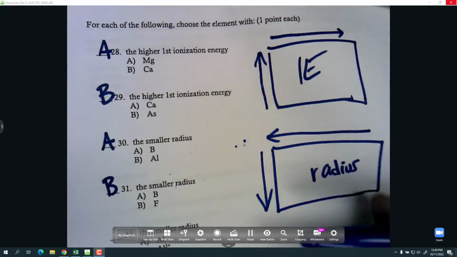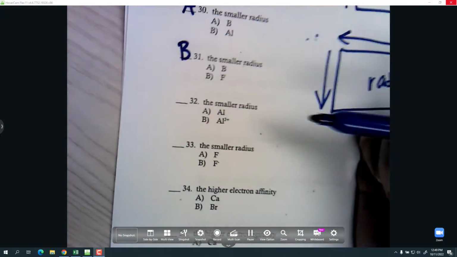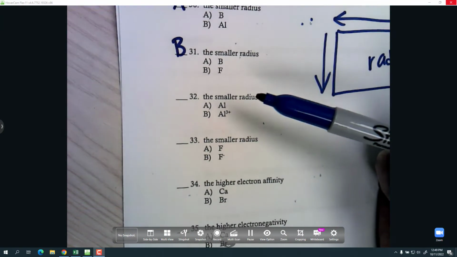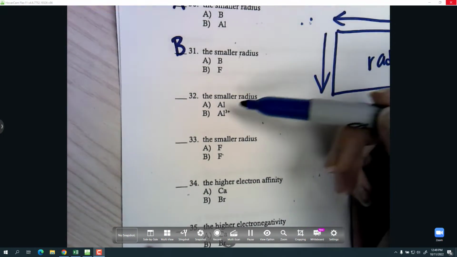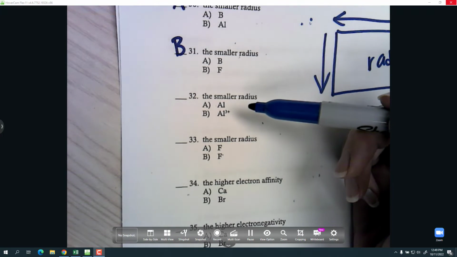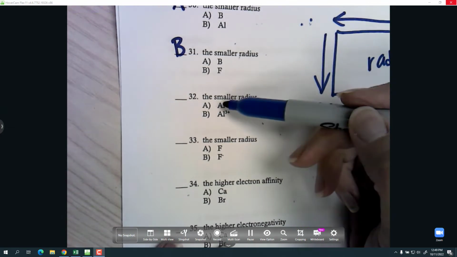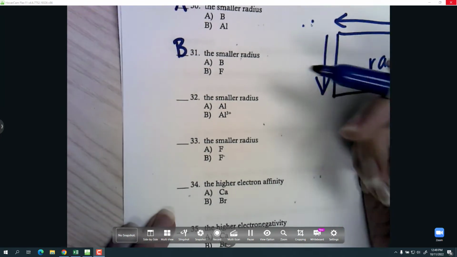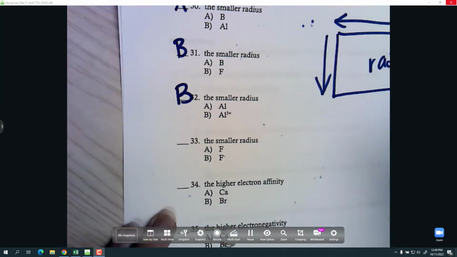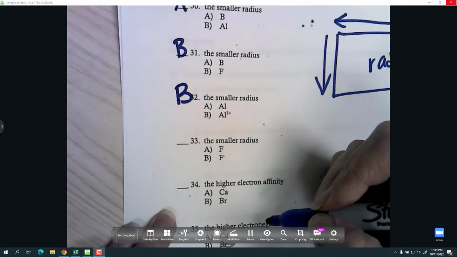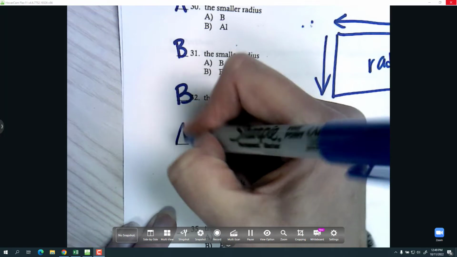All right, now what about between ions? So now we're not changing the number of protons. We're only changing the number of electrons. Here I took away 3 electrons, so that would make it smaller. Here I added 1 electron, so that would make it bigger, so the original would be smaller.